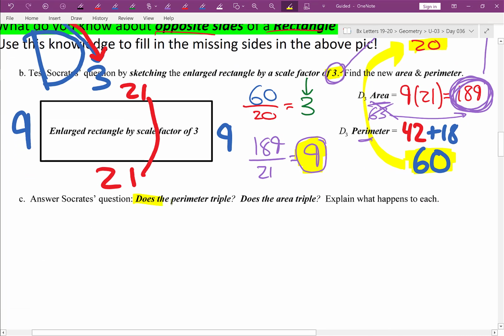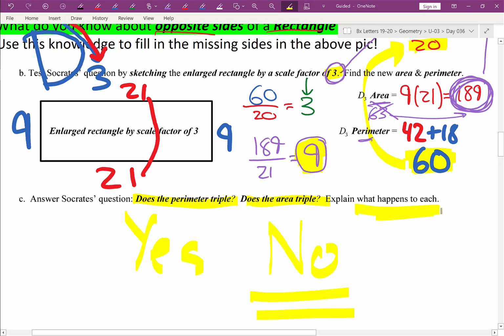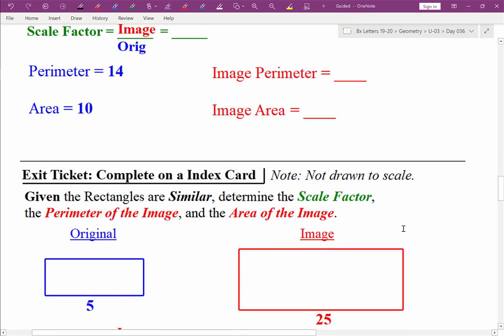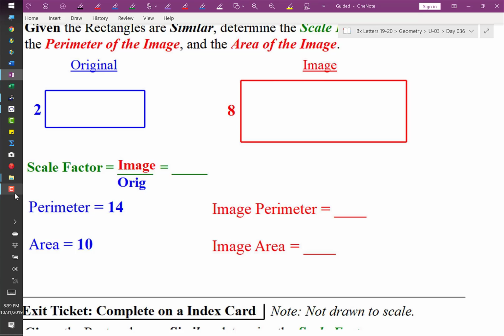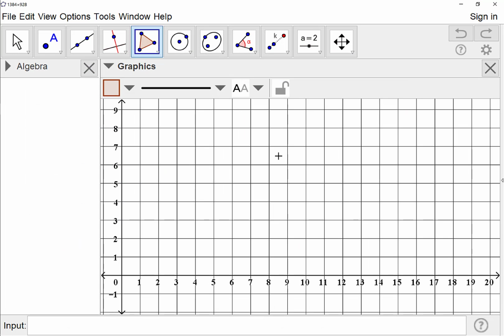Okay. Does the perimeter triple? Yes. Does the area triple? No. What happens to the area is it grows by 9. And that's kind of where you're going to apply this. Let's see what I'm doing for time. I can do this. And I'll show you what's going on here.